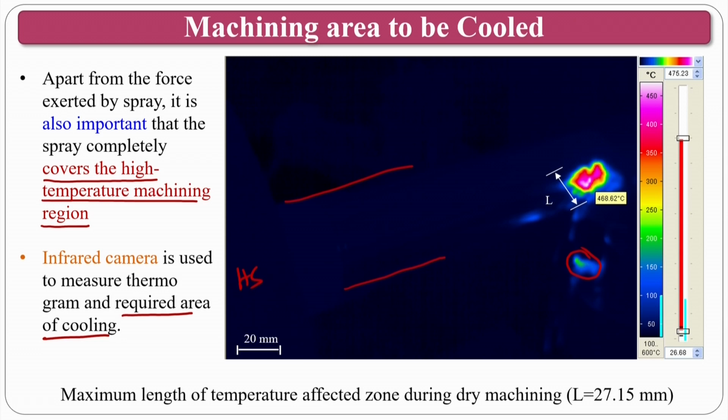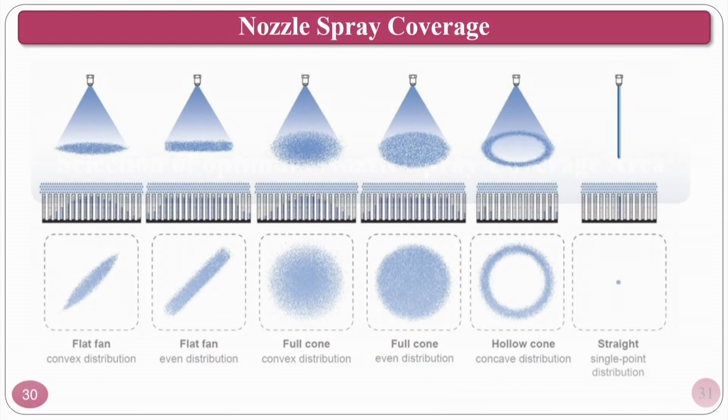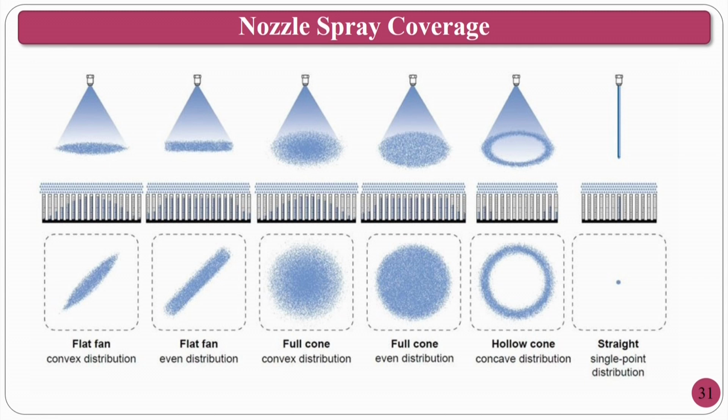How to cool? For that purpose, selection of the optimum spray, which type of spray you want. The first one is flat fan. This is the convex distribution. This is how the distribution takes place, and the shape of the cutting fluid, how it falls, is given here. Similarly, for flat fan there is an even distribution. So here the convex distribution is there, and here the flat distribution is there, an even distribution across that.